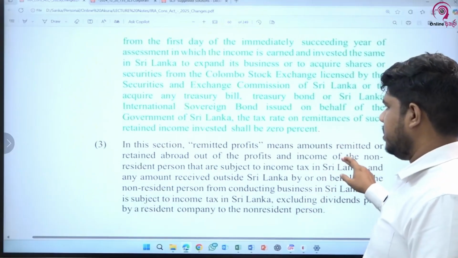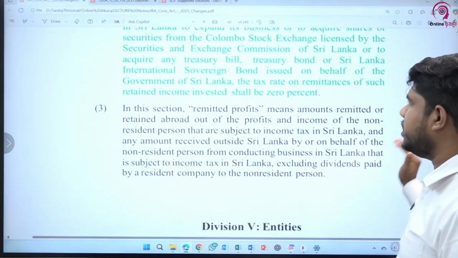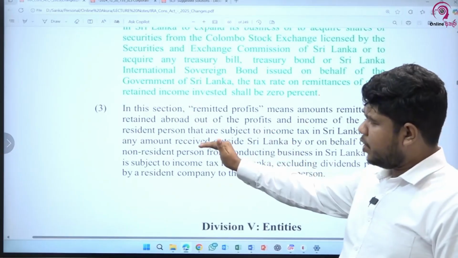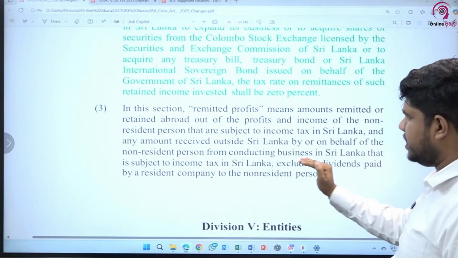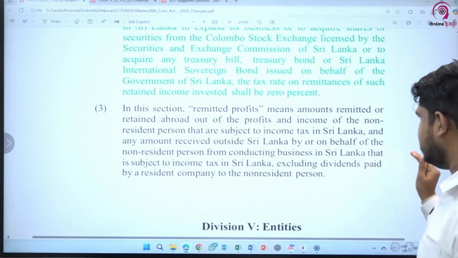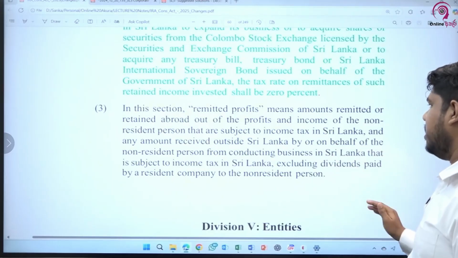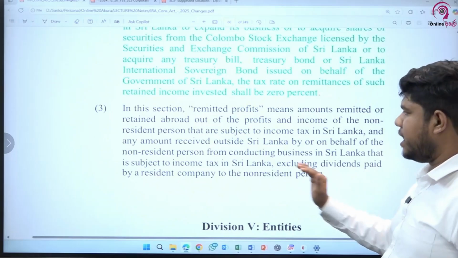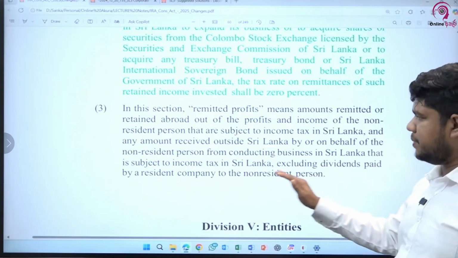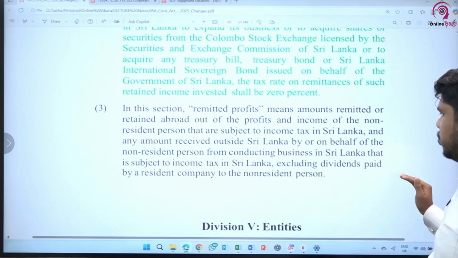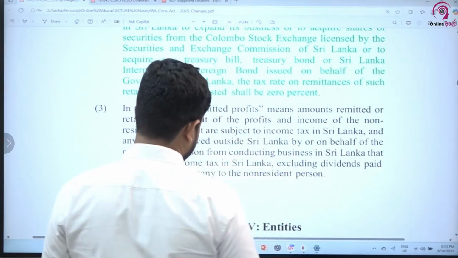We'll see. In this section, remitted profit means amount remitted though retained abroad out of the profit and income of the non-resident person that are subject to income tax in Sri Lanka, and any amount received outside Sri Lanka by or on behalf of the non-resident person from conducting business in Sri Lanka that is subject to income tax in Sri Lanka, excluding dividends paid by the resident company to the non-resident person.